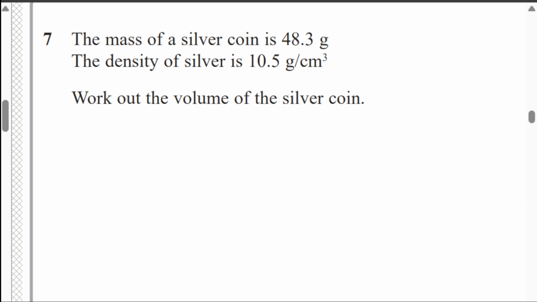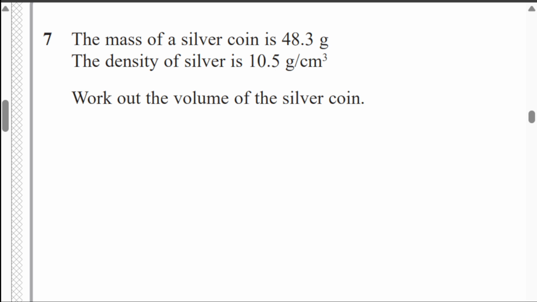Question 7 is 2 marks. The question says the mass of a silver coin is 48.3 grams. The density of silver is 10.5 grams per centimeter cubed. Work out the volume. This is a mass, density, and volume question.